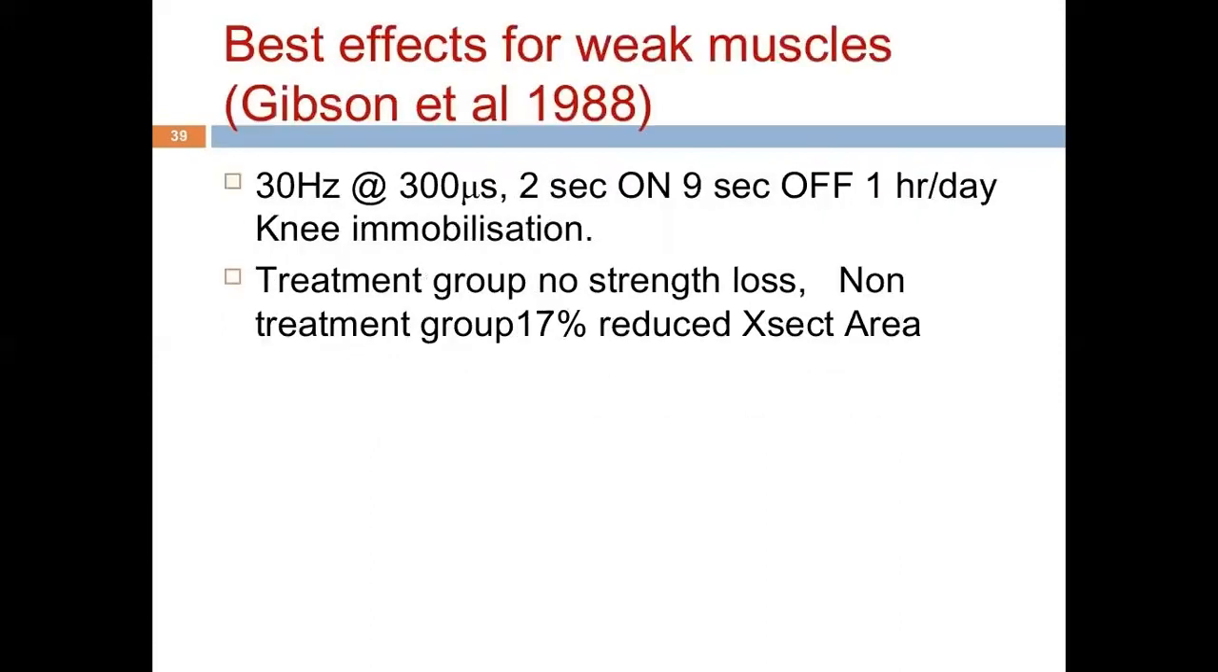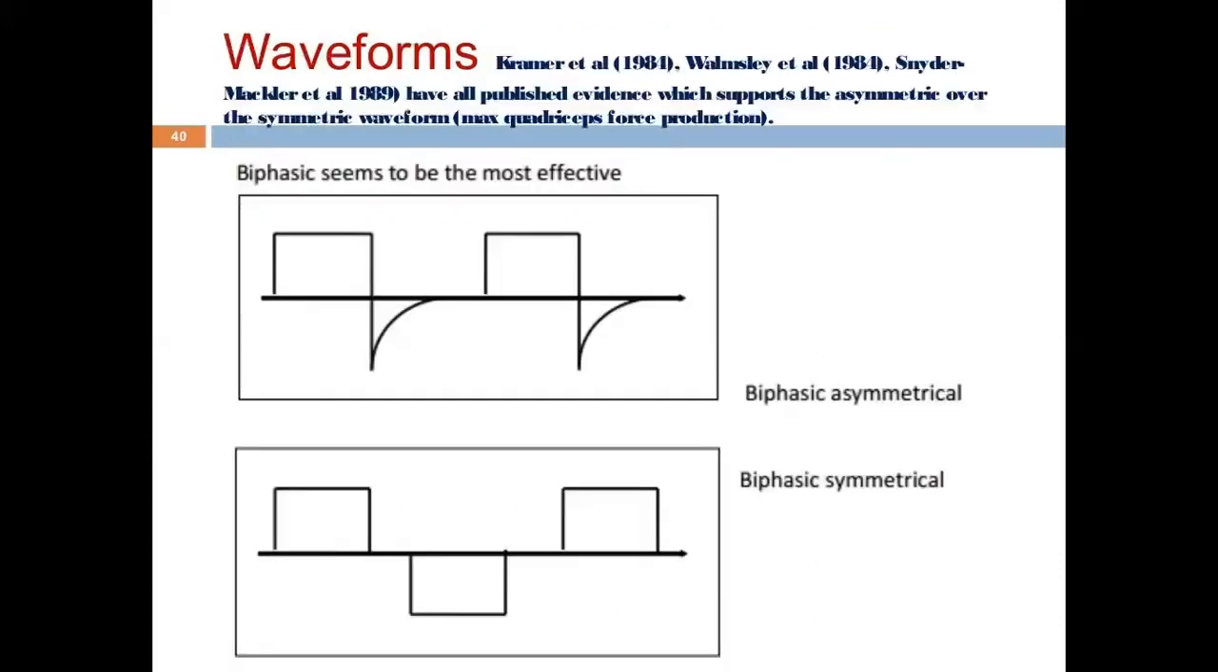The best effects for weak muscles are at 30 Hz at 300 microseconds, 2 seconds on, 3 seconds off, 1 hour per day for knee immobilization. The treatment group had no strength loss. The non-treatment group had a 70% reduced cross-sectional area. For the waveform, biphasic seems to be most effective. There are the biphasic asymmetrical and the biphasic symmetrical.